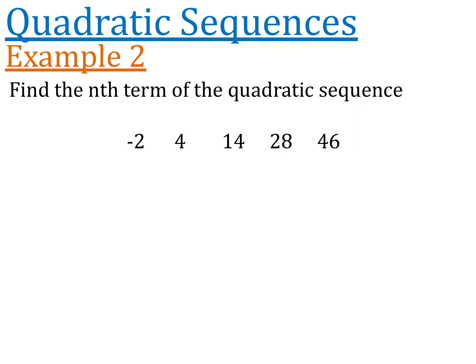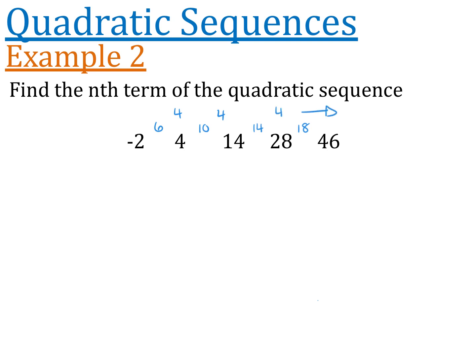This is the last example from me, exactly the same idea. I'll read out the numbers and then you go ahead and pause this. Find the nth term of this quadratic sequence: -2, 4, 14, 28, and 46. All right, here we go. So we've got 6, 10, 14, and 18. And our second difference is 4, 4, and 4.